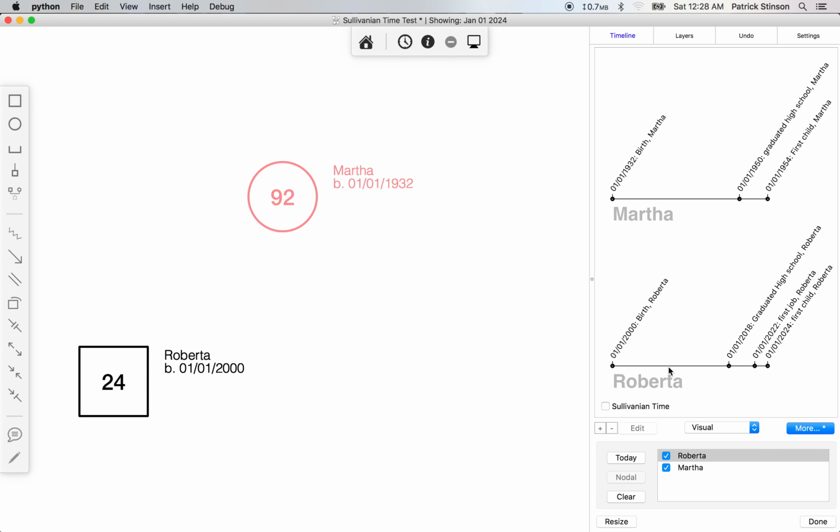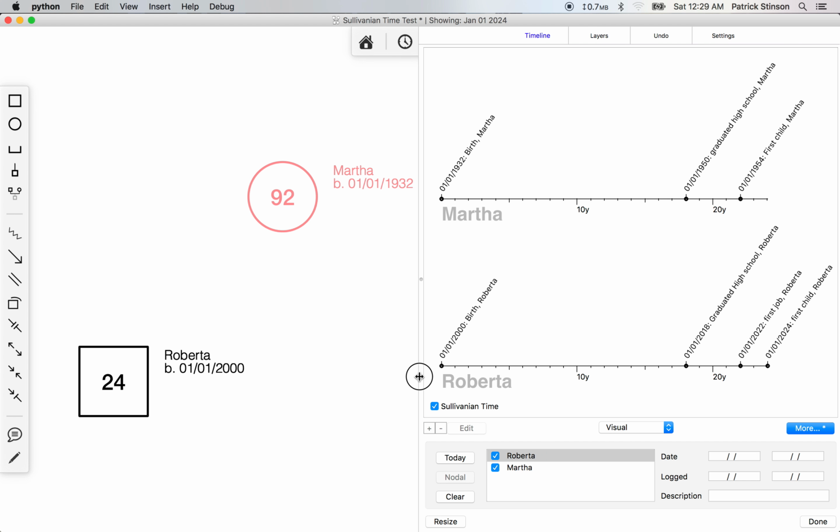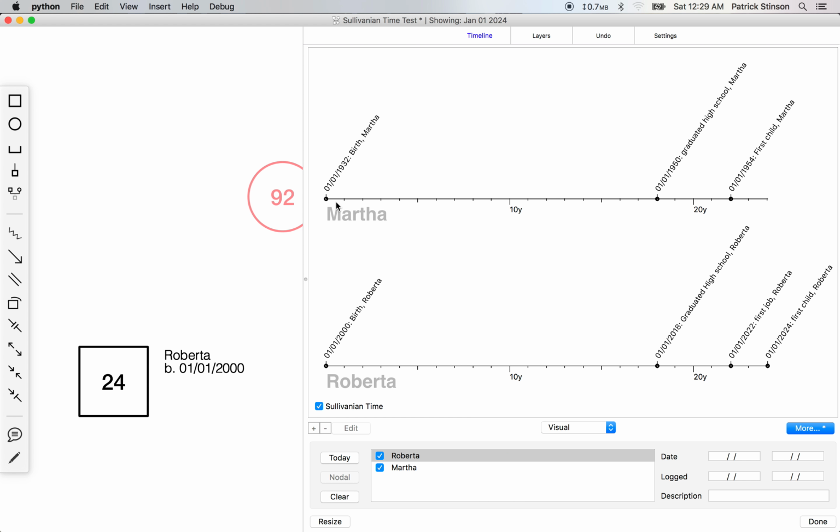Anyway, that doesn't matter. What matters is when you click Sullivanian time, it lays them out so that if you take each separate timeline and the first event from that timeline is the starting point, it makes sure that they're using the same scale, so that the same size on the screen represents 1 year, 10 years, etc. So that way you could compare the timeline between two different lives.